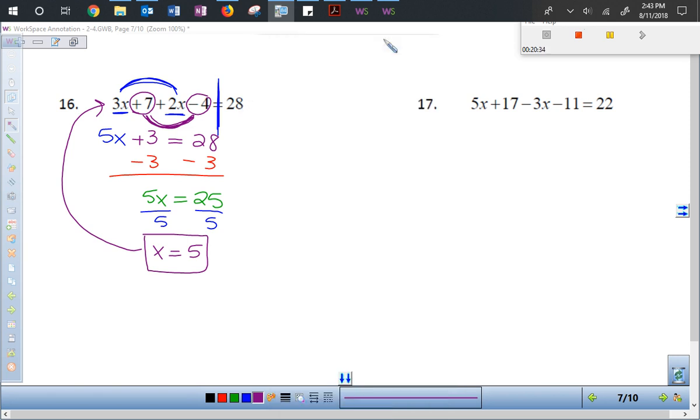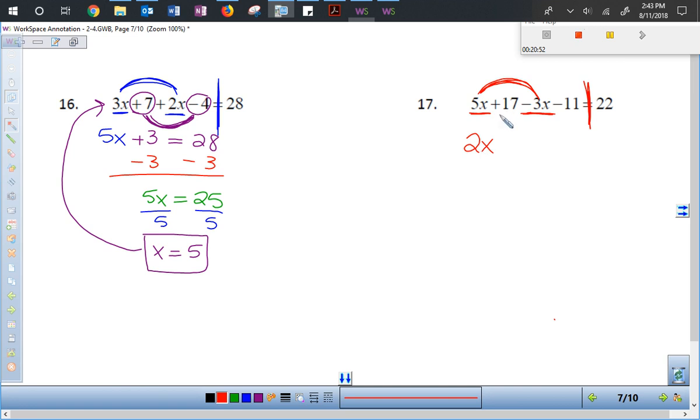So combine like terms first. Anything on the same side of the equal sign, we want to check to make sure it can't combine first. So here's the equal sign. I'm looking at the left side first. I have a 5x and a negative 3x, so I want to combine those two terms first, and I'm going to get a positive 2x.